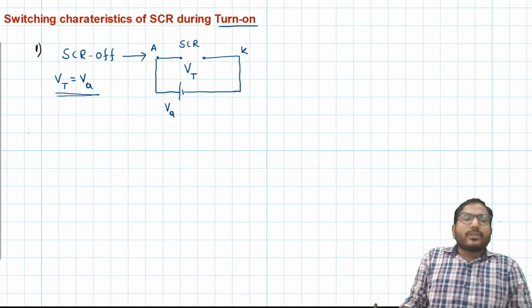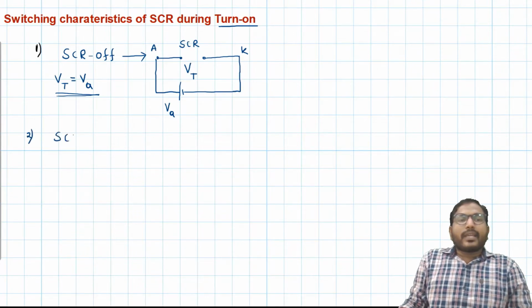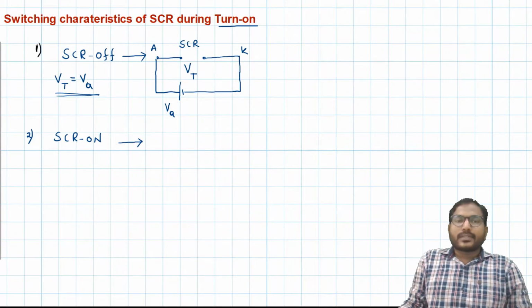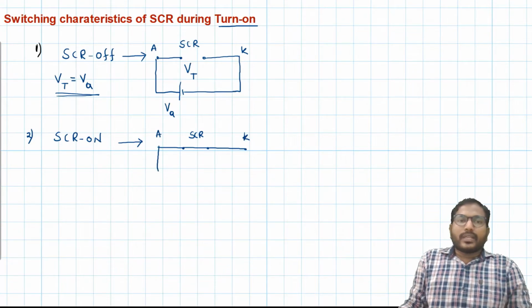Coming to the second point, when SCR is in on state, the SCR is a switch. When SCR is on, it acts as a closed switch. That's why the SCR is replaced with a closed switch, that means a short circuit line, between anode and cathode. Now this is the voltage applied to the anode. The positive plate is applied to the anode, so here also we call it the anode voltage.